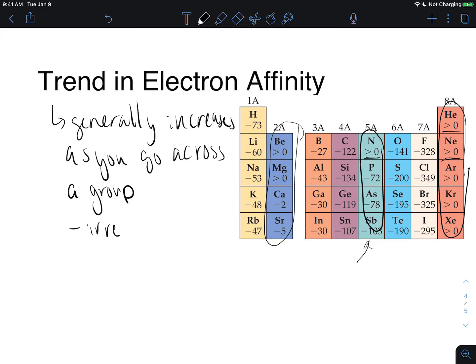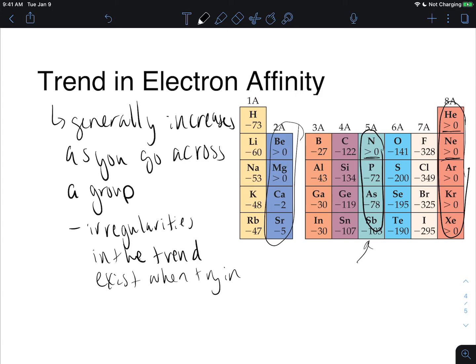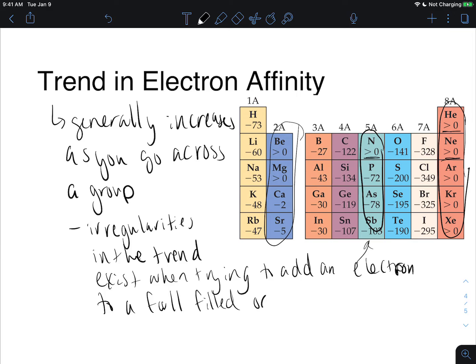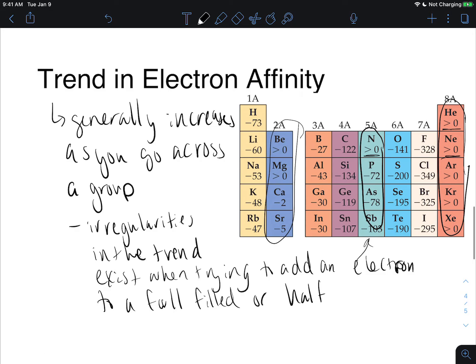So irregularities in the trend exist when trying to add an electron to a full-filled or half-filled subshell.